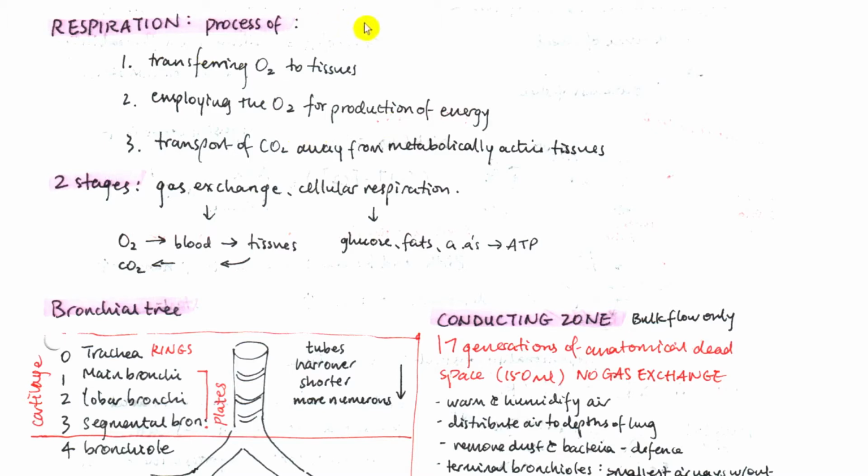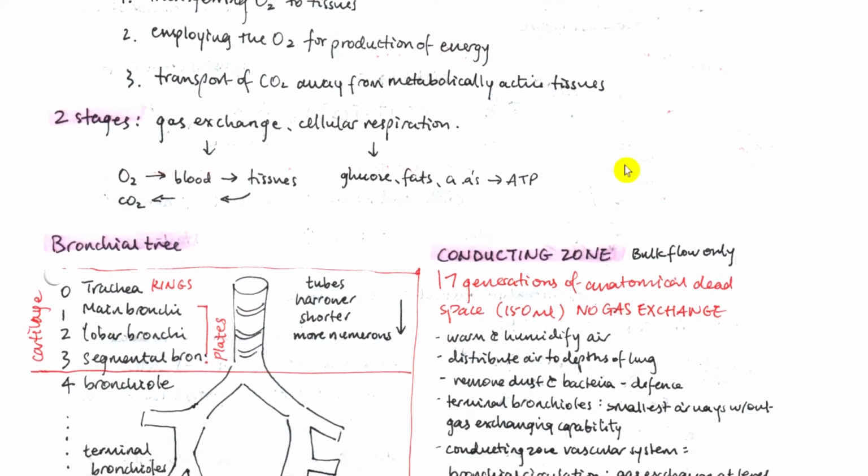A lot of people think it's just breathing, but it's not. It includes the cellular parts as well. So respiration is these three things. Firstly, transferring oxygen to the tissues. Secondly, employing the oxygen for the production of energy. And thirdly, transport of carbon dioxide away from metabolically active tissues.